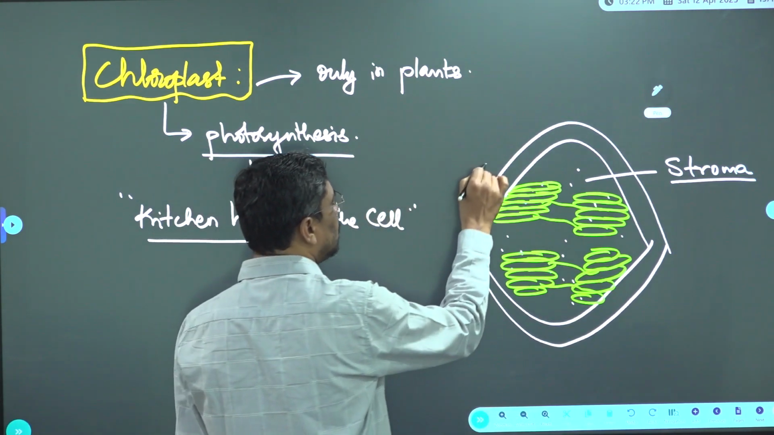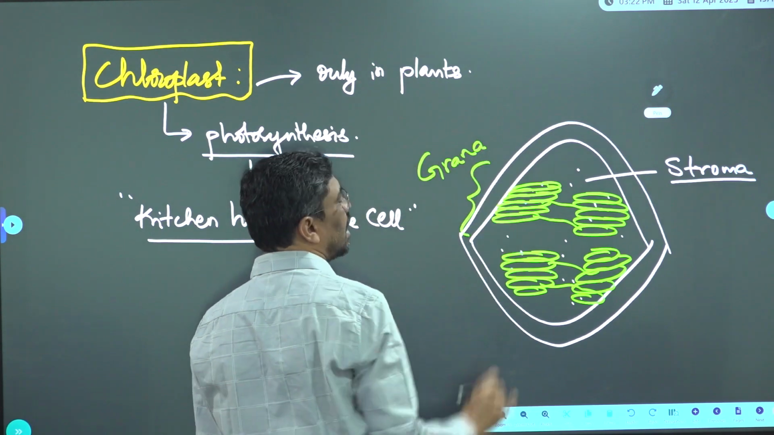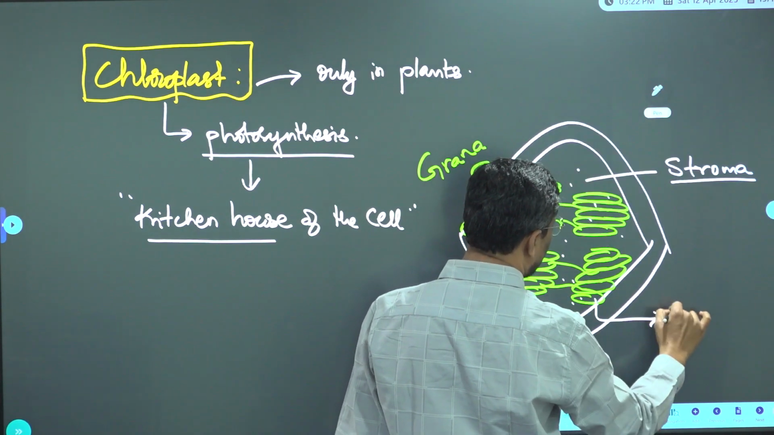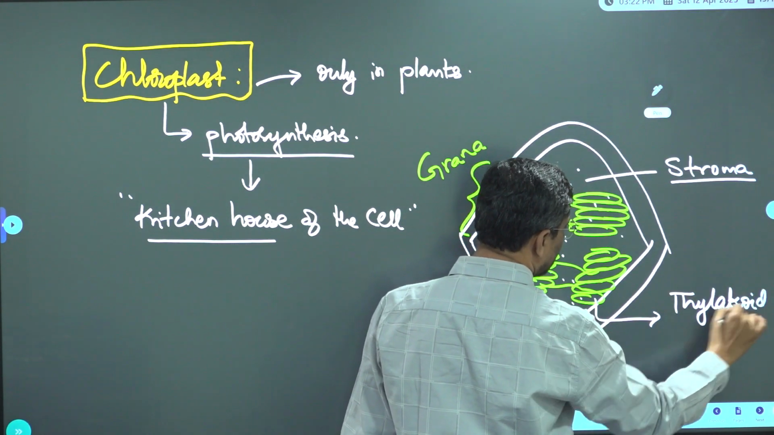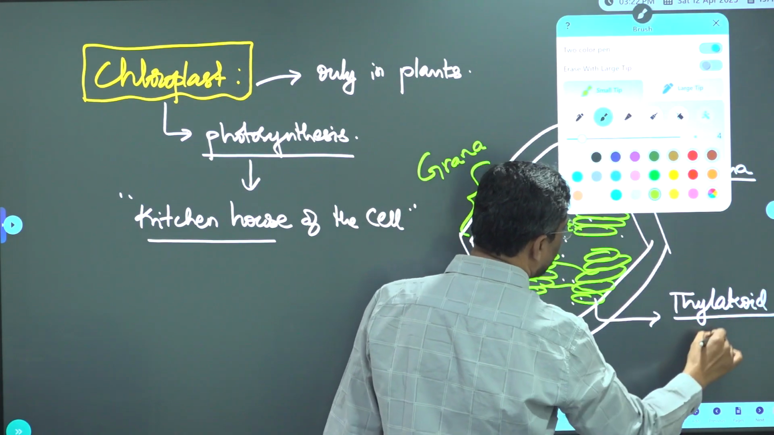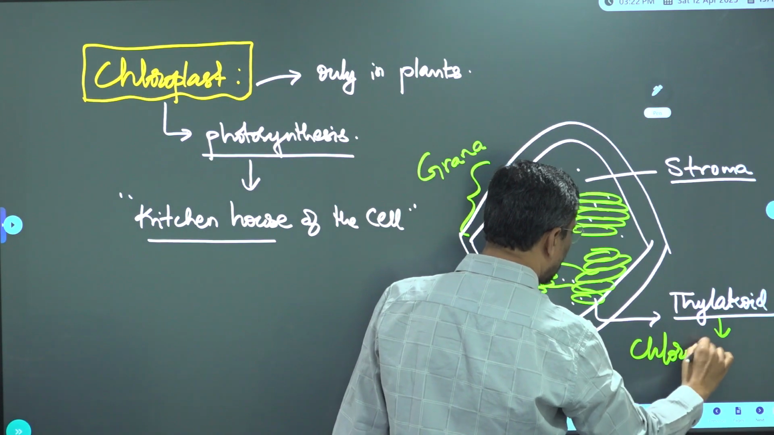This bundle we call grana, and each tubule in the bundle is called a thylakoid. You remember these terminologies. In the thylakoid, there is a green colored pigment called chlorophyll.